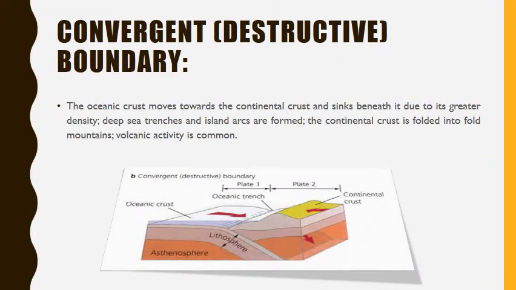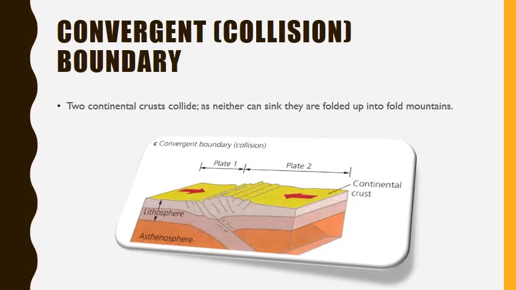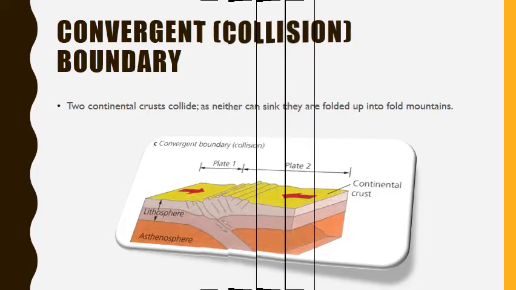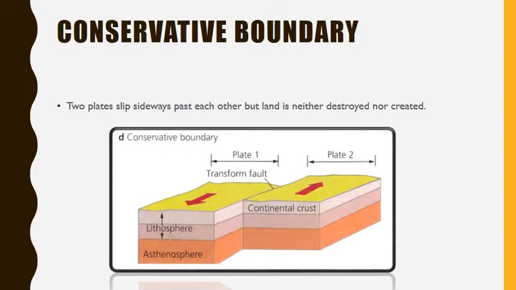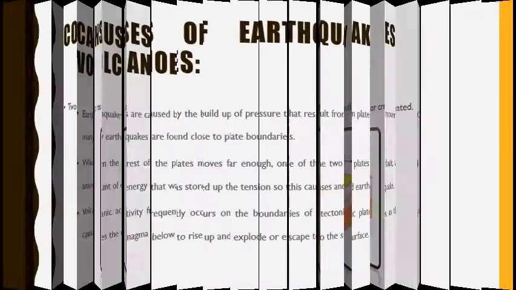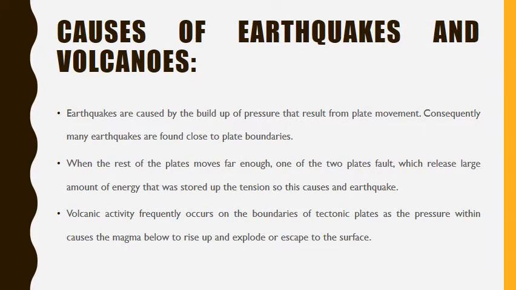Convergent boundaries. The oceanic crust moves toward the continental crust and sinks beneath it due to its great density. Convergent boundary means collision. Two continental crusts collide as neither can sink. Conservative boundaries, or you can say transform boundaries. Two plates slip sideways past each other.